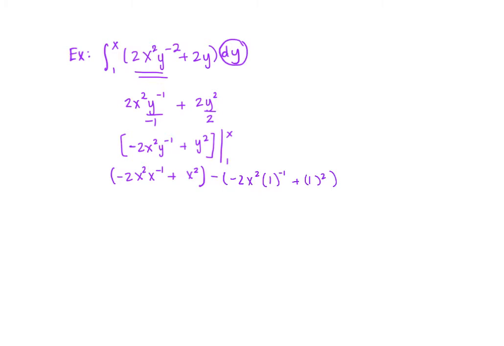And I can just simplify my algebra now. I have negative 2x plus x squared plus 2x squared minus 1, and I can combine like terms here, 3x squared minus 2x minus 1. That's your final answer.